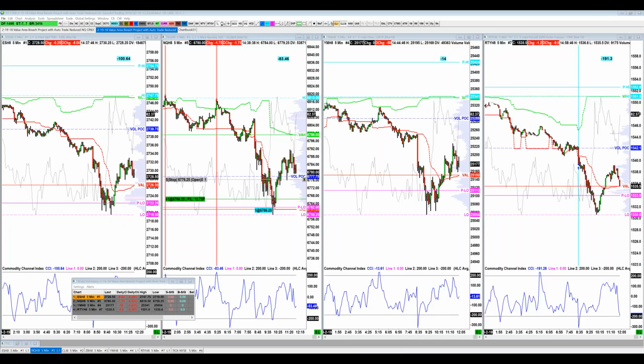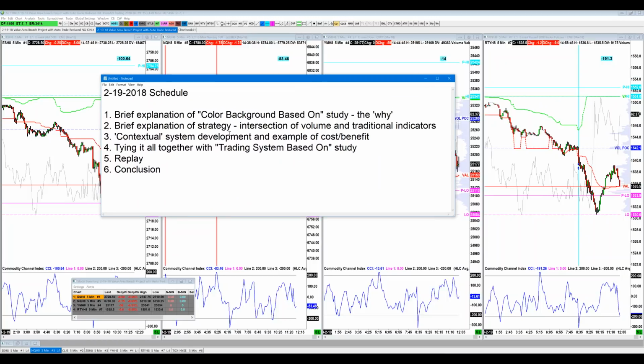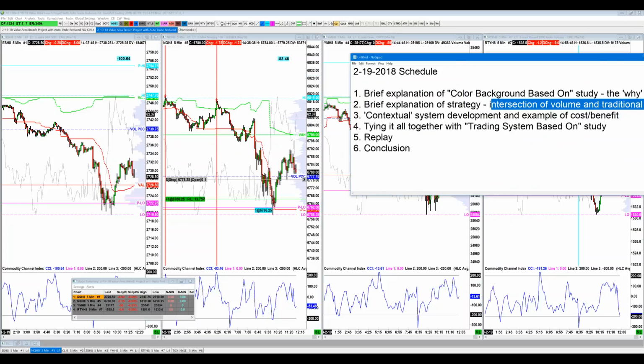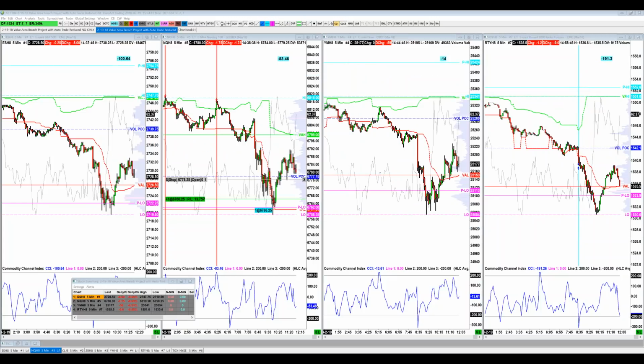Now, that's number 2 covered, the brief explanation of the strategy. It's the intersection of volume and traditional indicators, volume being the value area high and low. I can't believe I didn't say this, but the value area high and low means 70% of the volume is traded in between these two levels. So it's the intersection of volume and a traditional indicator like the CCI. Okay. Yes, Gar, you can put a profile on the chart, but not in this example because I have to keep moving. But you certainly can do that.